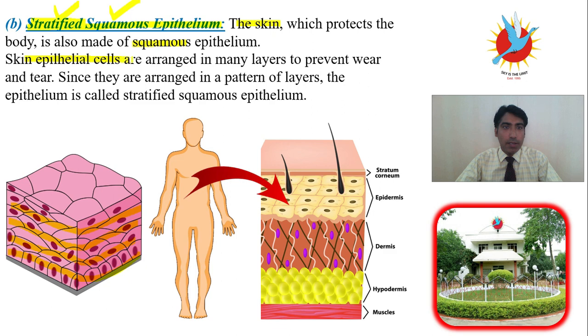Skin epithelial cells are arranged in many layers to prevent wear and tear. Since they are arranged in a pattern of layers, the epithelium is called stratified squamous epithelium. In this diagram you can see the various layers of the skin. This is the uppermost layer, known as the stratum corneum, then the epidermis, then the dermis, then the hypodermis. So there are multiple layers present in the skin, which is why it is a kind of stratified squamous epithelial tissue.